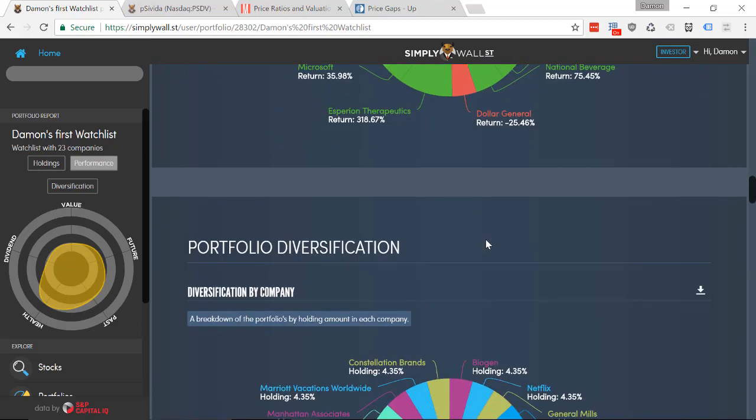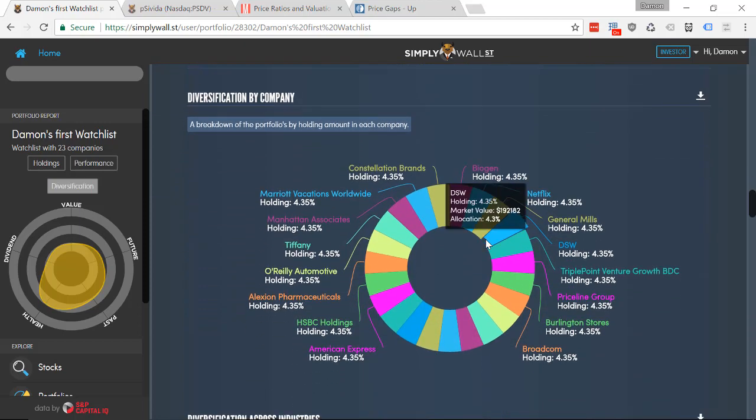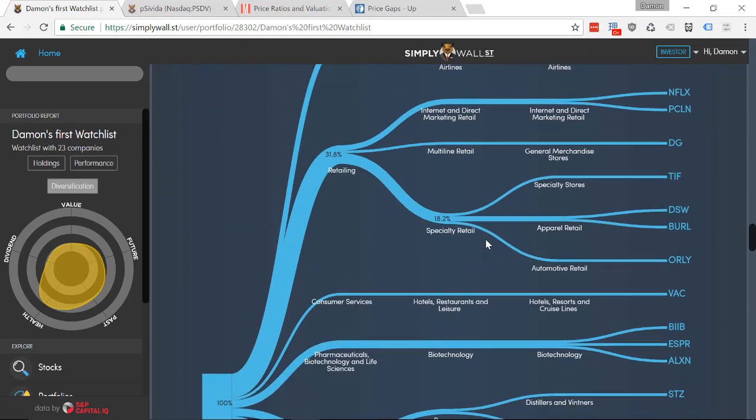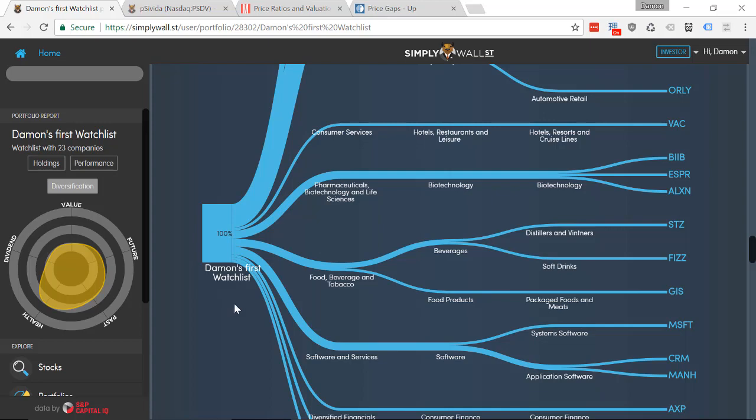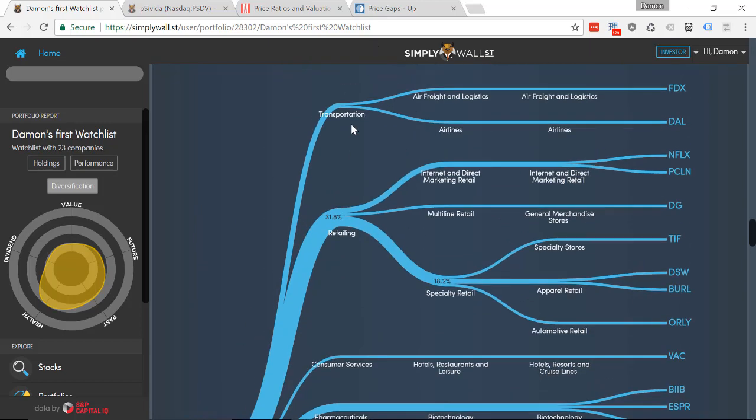And the cool thing is, we want to see how it's diversified, right? Well, they've got this tree chart right here. Here's my entire portfolio. It's broken up into different industries. And then each industry is broken up into different sectors. And then each sector is broken up into different subsectors. So you really get a really detailed drill down of your entire portfolio.